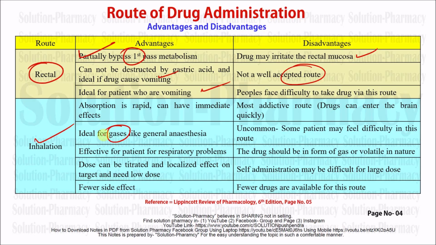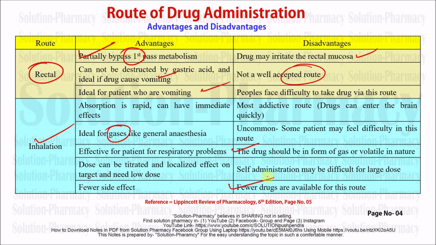Many people can be addicted via this route of drug administration because the drug enters the brain quickly. Second, it is uncommon. This is limited to only a few drugs which are volatile in nature, so some patients will feel difficulty with this route. The drug should be in the form of gas or volatile, as I discussed just now. Self-administration may be difficult for a large dose, and fewer drugs are available for this route of drug administration.